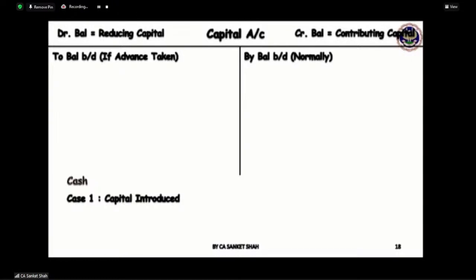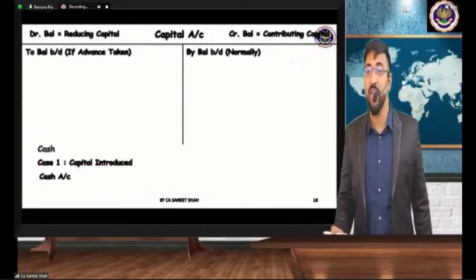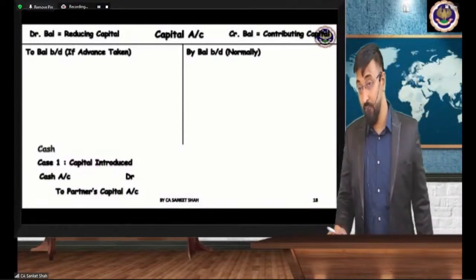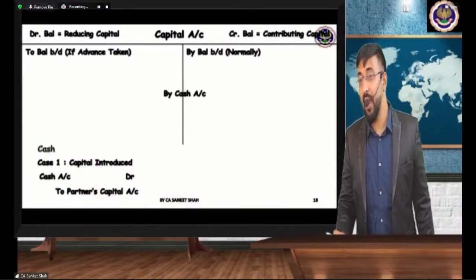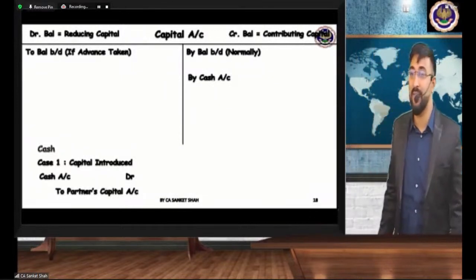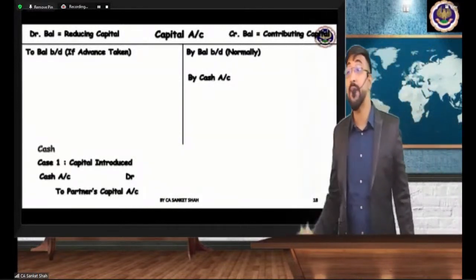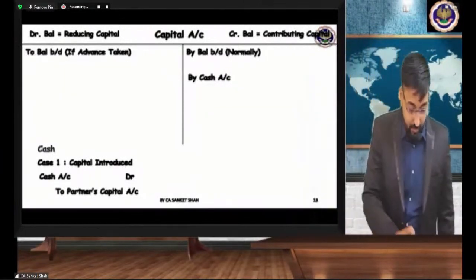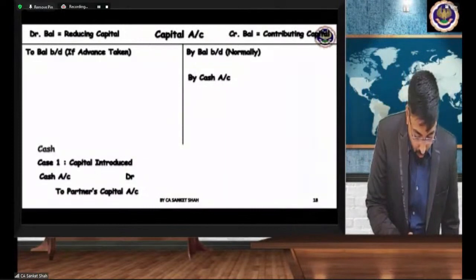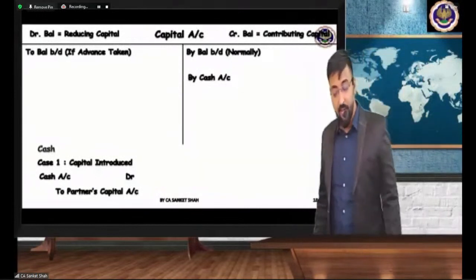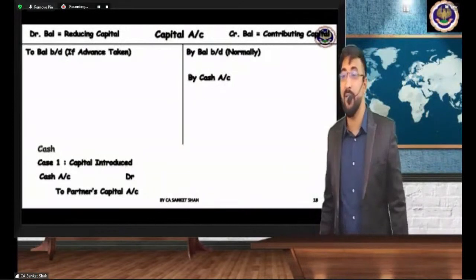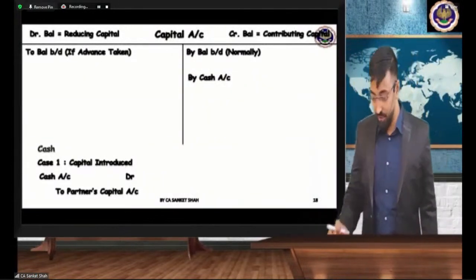So capital introduced: cash account debit to capital account. And now this is credited by cash. You can visualize this as by cash. And please watch this session once again for revision at 2x speed. So creditor. Who answered very fast? Himanshu Gupta this time. Capital introduced, cash account debit to partner's capital. So by cash.